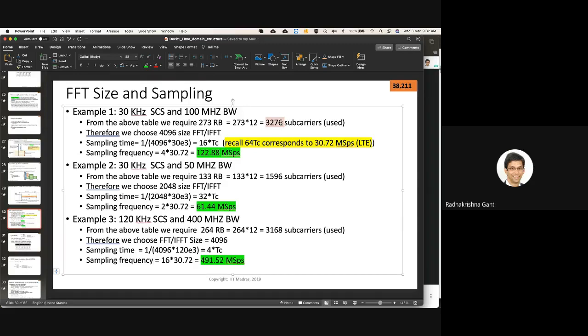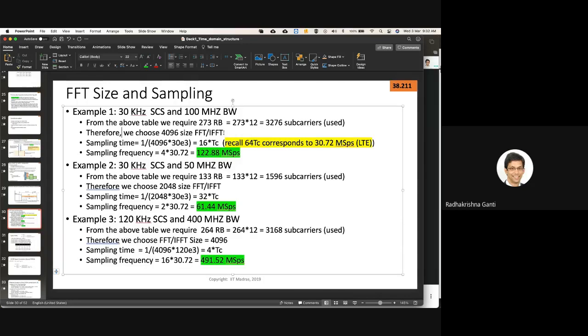So what does the power of 2 imply here? What is the closest power of 2? That will be 4096. Therefore, we choose a 4096 FFT size.